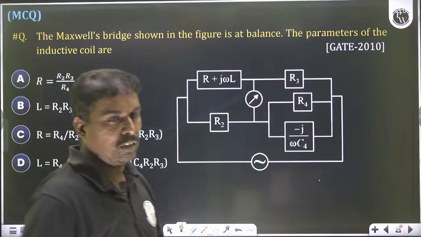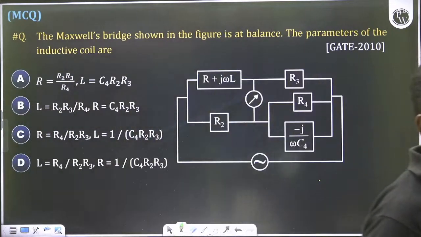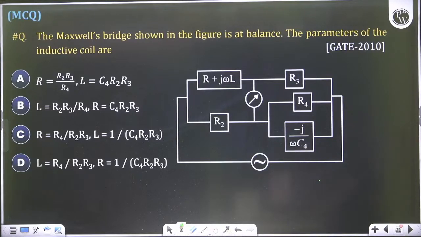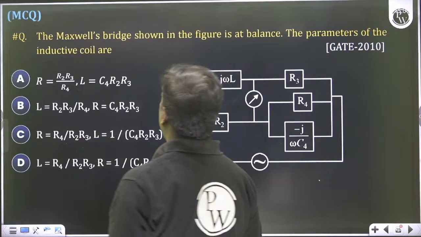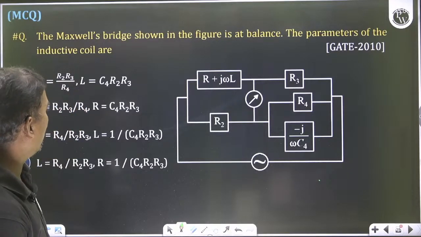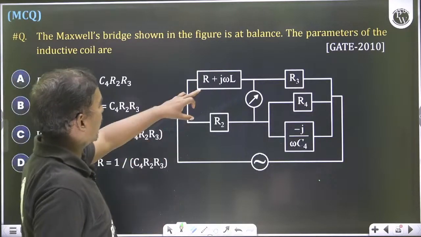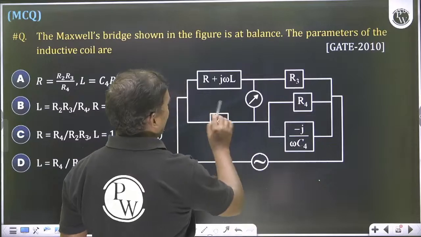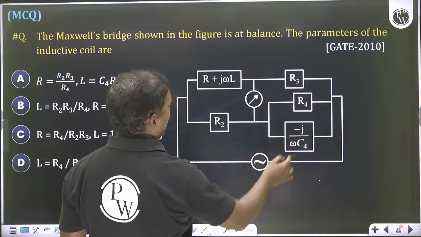I'm sorry, you're not getting audio. Now you're getting the audio. So GATE 2010 question. The Maxwell's bridge shown in the figure is at balance. The parameters of the inductive coil are dash. So this is a Maxwell inductance bridge. This is R3, this is R2.